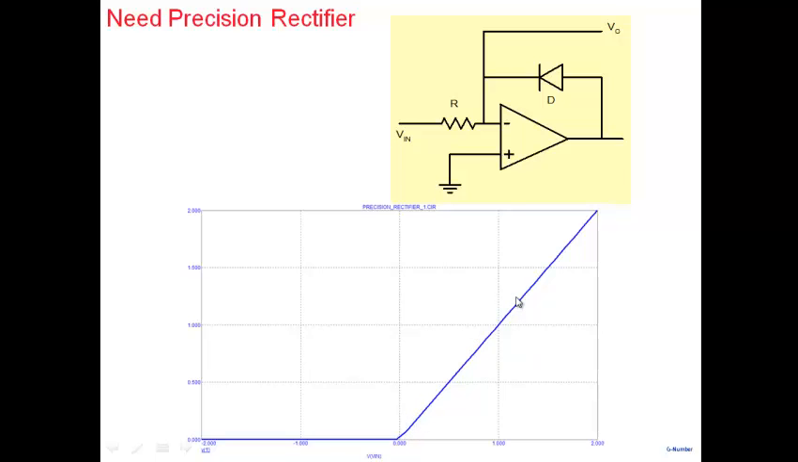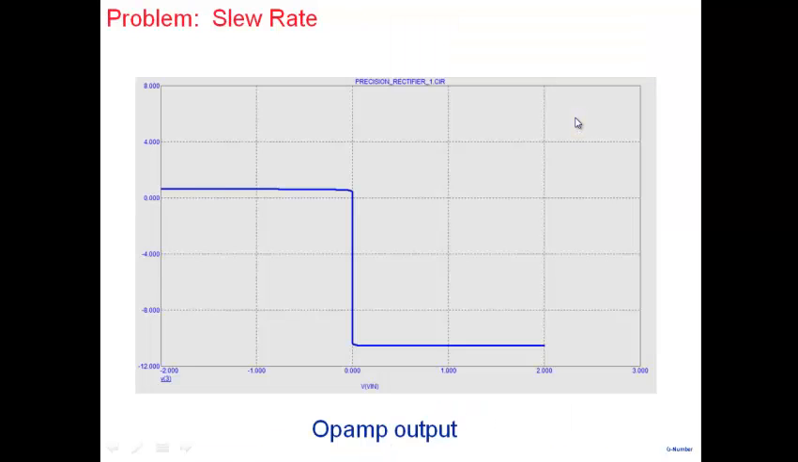Unlike a normal rectifier where you have to apply input voltages which are sufficiently large to turn on the diode, this is not true here because the diode is put in the feedback loop. So the use of an op-amp allows us to rectify very, very small voltages, and we call this circuit a precision rectifier.